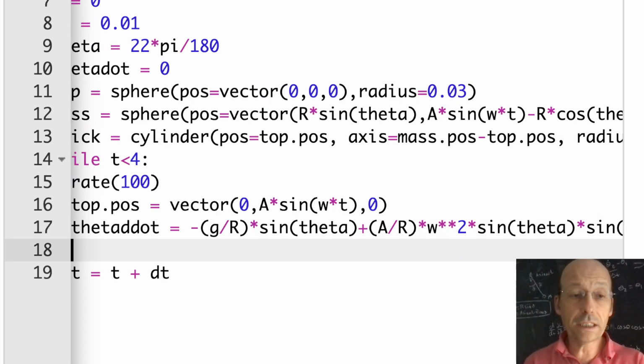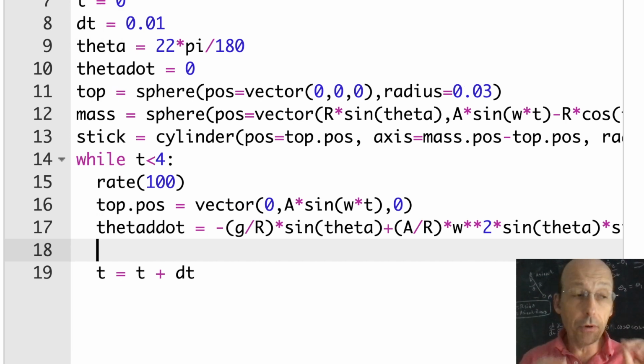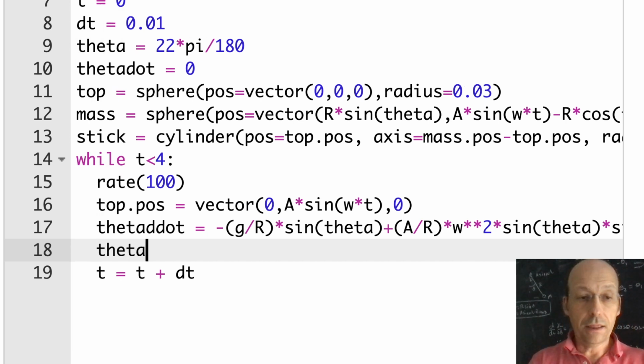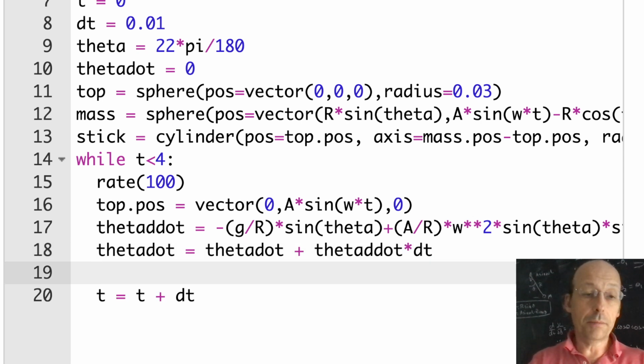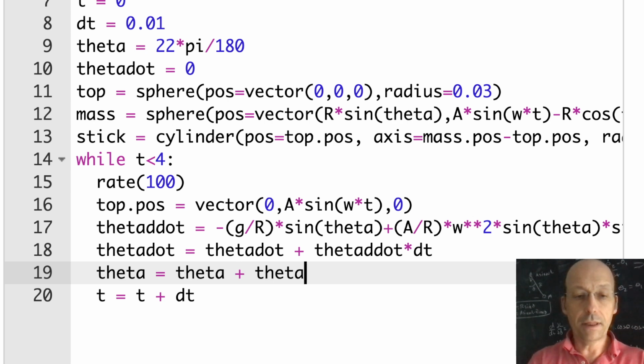Okay, so now once I have my theta double dot, I can update theta dot. Theta dot equals theta dot plus theta double dot times dt. Now I can update theta. Theta equals theta plus theta dot. Nope, theta dot times dt.